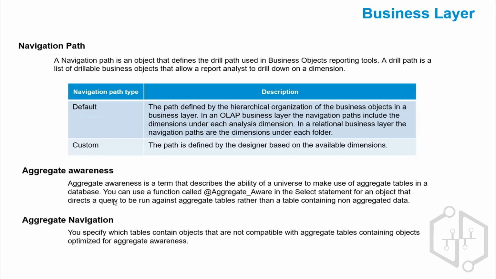Aggregate awareness. Aggregate awareness is a term that describes the ability of a universe to make use of aggregate tables in a database. Aggregate tables are aggregated to year, quarter, month. The formulas and the sum are already done at the database level. So if we are using aggregated measures in our report, the sum will come directly from the database instead of being calculated in the report layer, which will improve the query performance. So it is one of the performance tuning methods we can use, aggregate awareness.